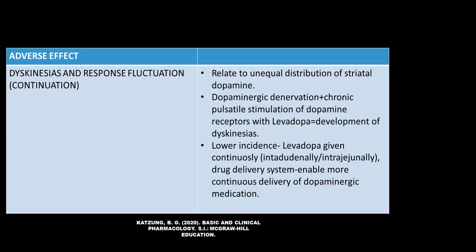These relate to unequal distribution of striatal dopamine. Dopaminergic denervation plus chronic pulsatile stimulation of dopamine receptors with levodopa leads to the development of dyskinesias. There is a lower incidence when levodopa is given continuously, intraduodenally and intrajejunally; these drug delivery systems enable more continuous delivery of dopaminergic medication. Thank you.